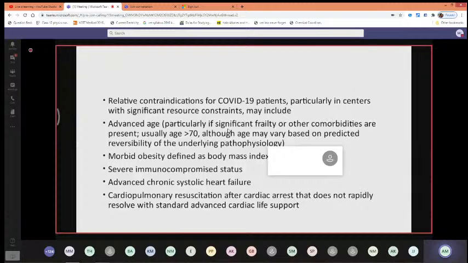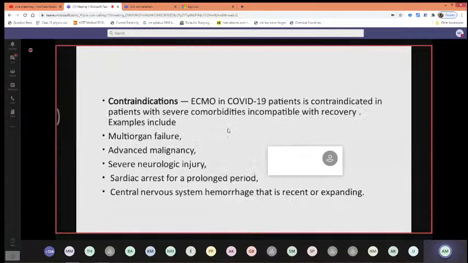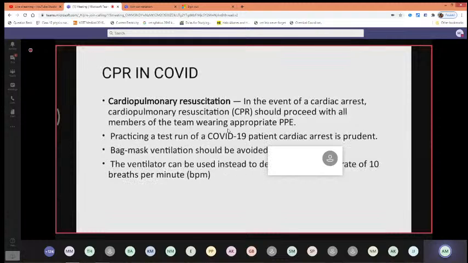Now, after ECMO, what should you know about CPR in COVID? You have done everything possible, but still the patient develops a cardiac arrest. How is it different from regular CPR?